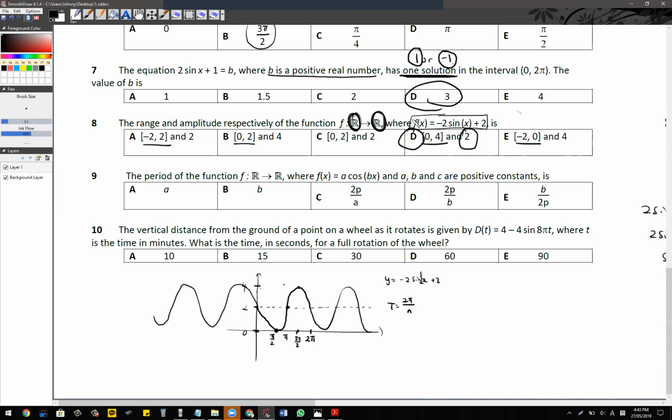Now number 9, the period of this function here. There's no c there, right? It's just a and b.